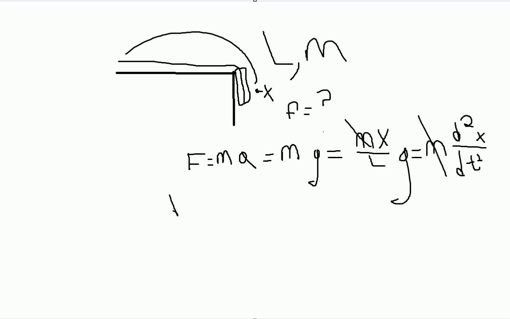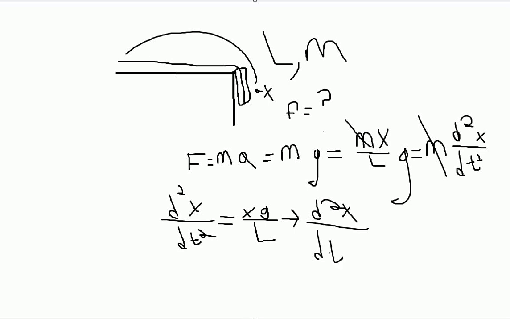And what we get is the second derivative of the position x with respect to time is going to be equal to xg over L. We can just rearrange this, and we get the second derivative of x with respect to time minus xg over L is equal to 0. So what's going to happen here?